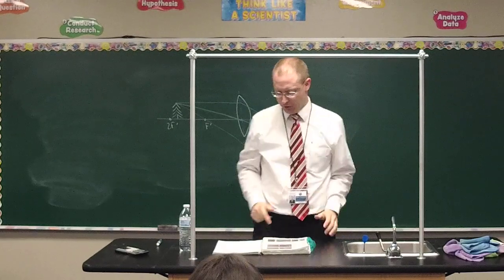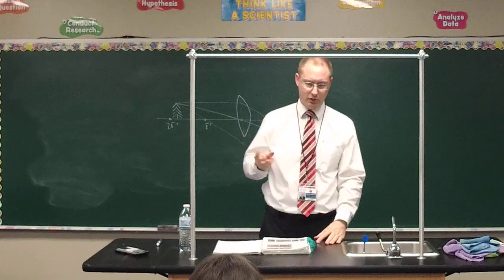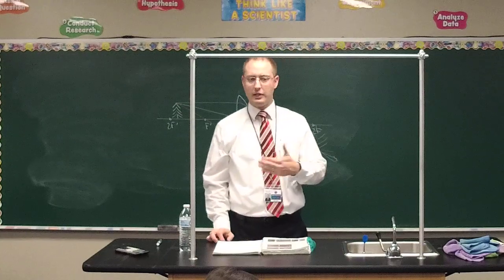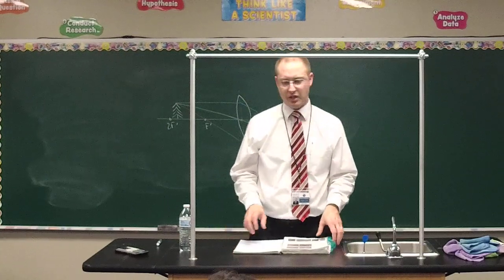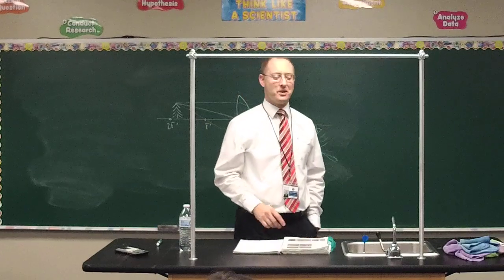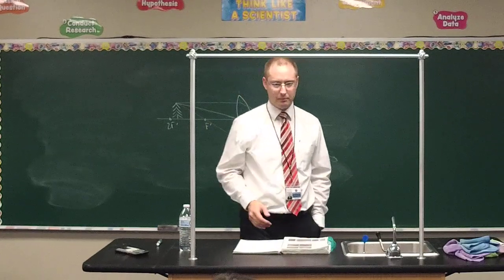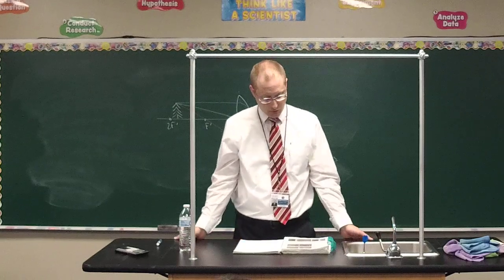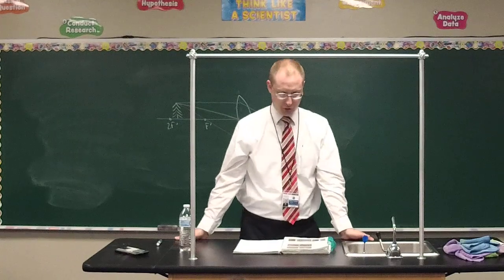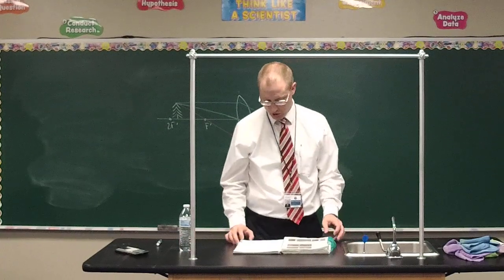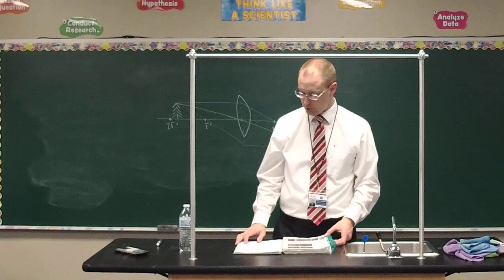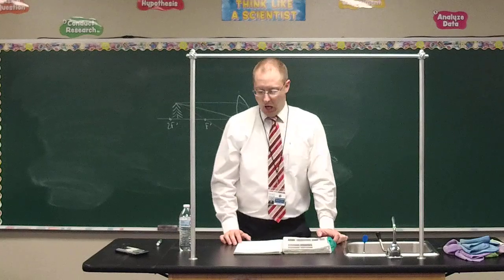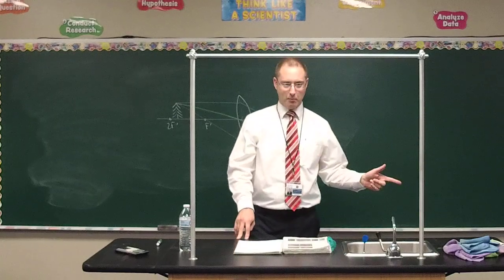Diverging lenses always produce virtual upright reduced images, which is the same thing a convex mirror did. So the diverging lens is very similar in its behavior, at least in the case that's formed, to that of a convex mirror. So again, it should make it pretty easy to remember these cases if we remember the mirror cases. Diverging lenses always form virtual upright reduced images.